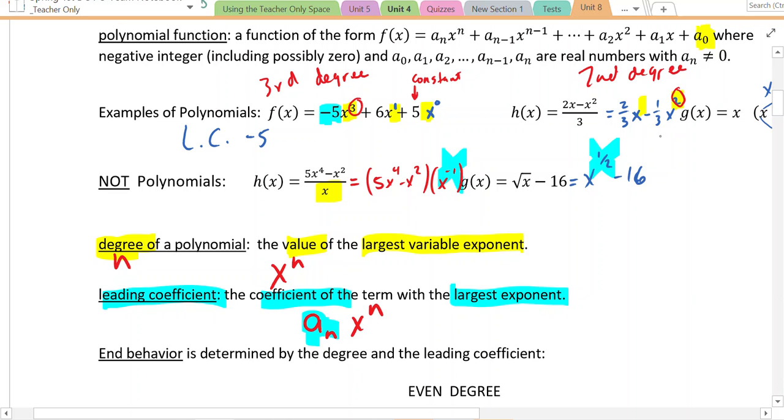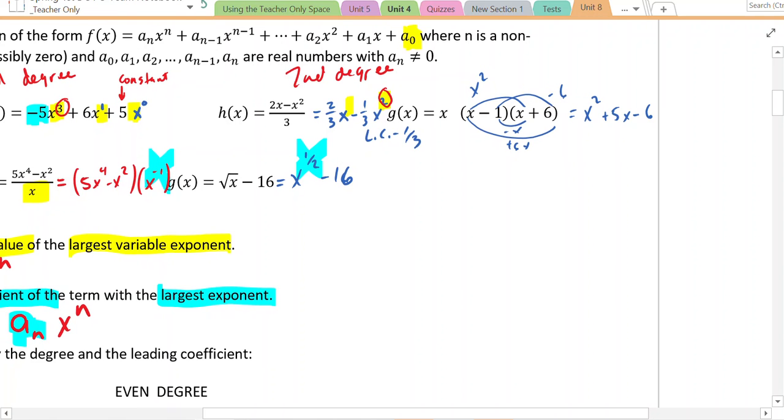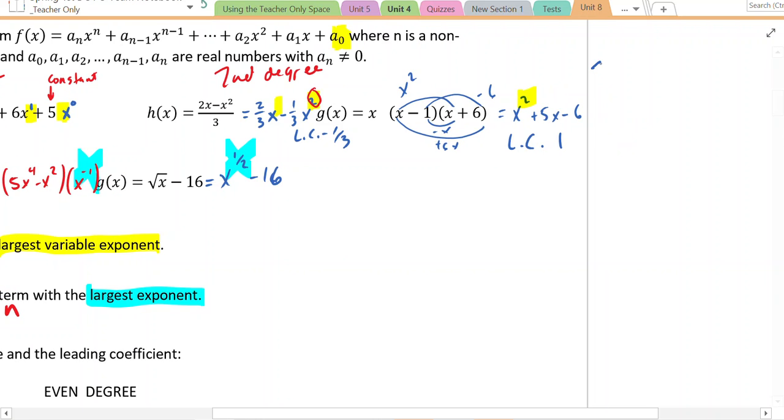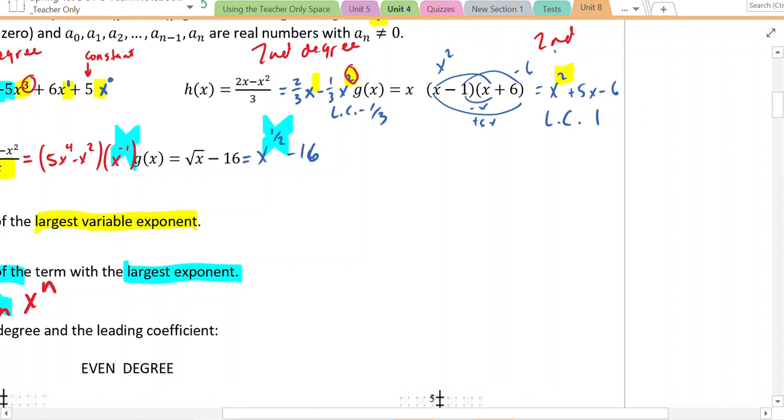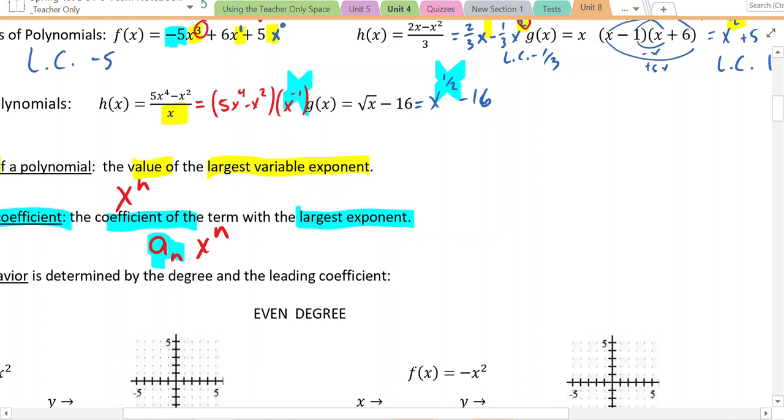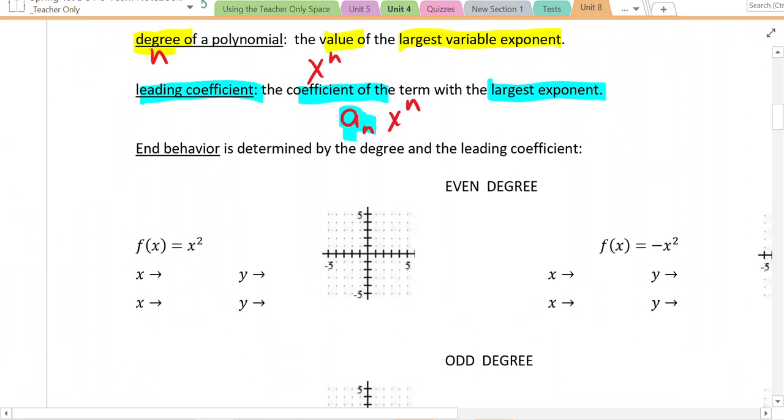For this one, hang on, that one, the leading coefficient is -1/3. For this back one over here, leading coefficient is 1. It is second degree. And you are describing the polynomial. And when somebody tells you you've got a second degree polynomial, you understand what that means now.